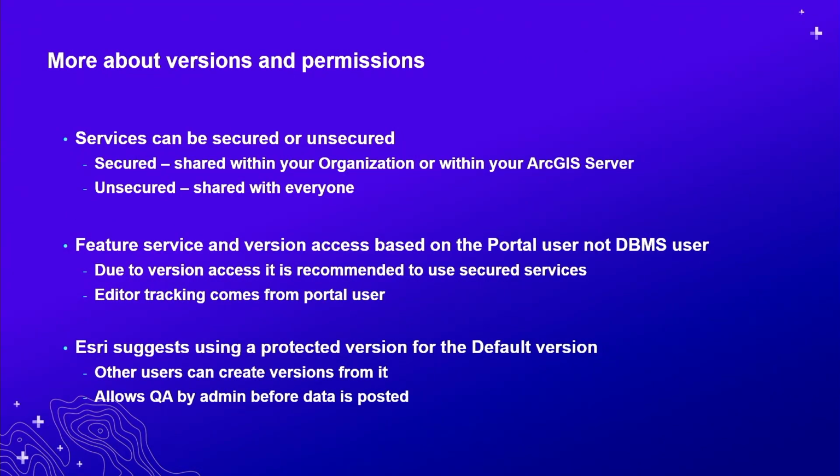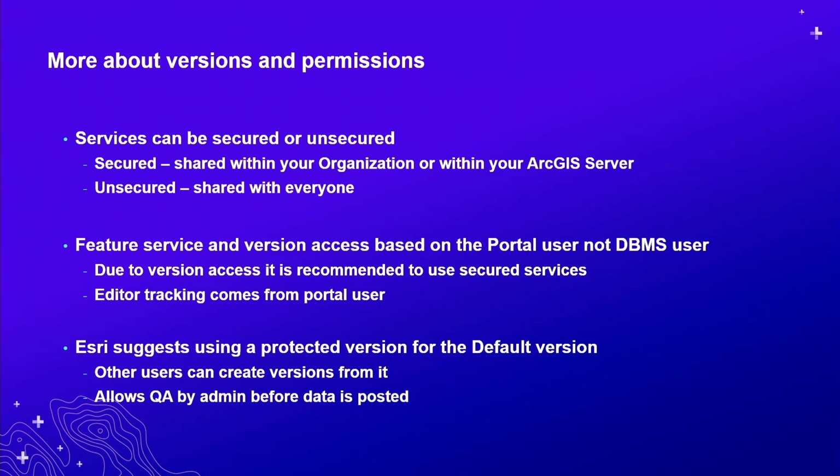When we talk about services, we can say that they are secured or unsecured. Secured means you have explicitly shared within your organization or with a group or with no one. Unsecured means that you have shared with everyone. Anybody can access those services. Access to the services, and therefore your data, is based off of the portal or server user. When working with versions, we recommend that you use secured services. Otherwise, you may run into issues where anonymous users can connect, but they can't do certain functions or operations and can be confused as to why this is occurring.